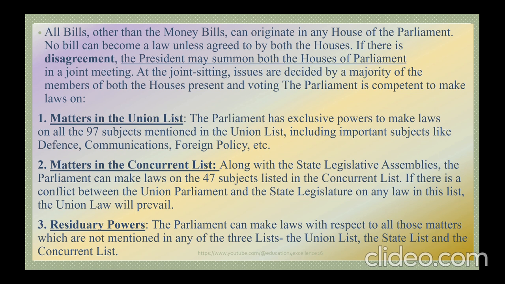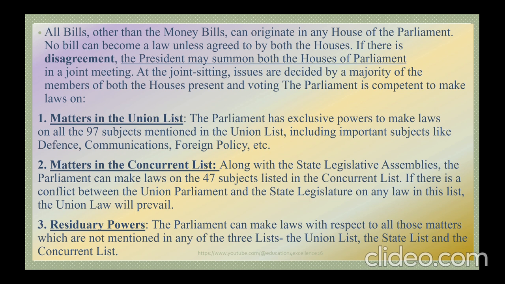See, all bills other than money bill can originate in any house of the Parliament. No bill can become a law unless agreed by both the houses. If there is disagreement, then the president will summon the joint session, and that joint session gets presided over by the speaker. In that joint session, the houses will come to a conclusion by voting. The majority vote decides the topic.